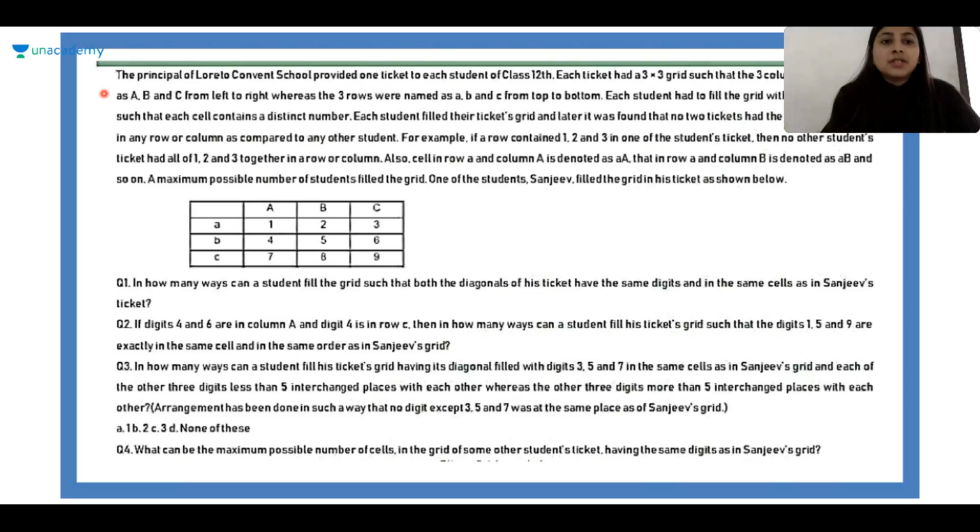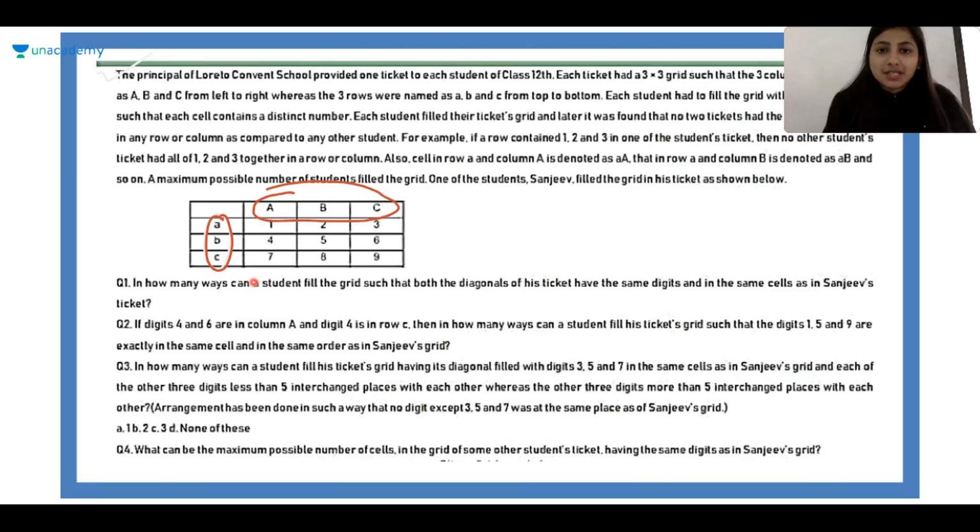Okay, so see here, this is a question. The principal of Loreto Convent School provided one ticket to each student of class 12. Each ticket has a 3x3 grid such that the three columns were named A, B, C from left to right, whereas the three rows were named small a, small b, small c. You can see here the rows are small a, b, c and columns are capital A, B, C. This is how the ticket looks like.